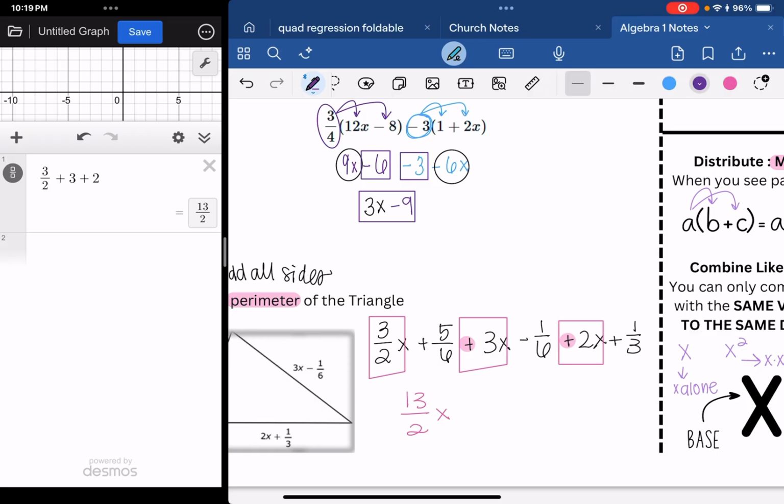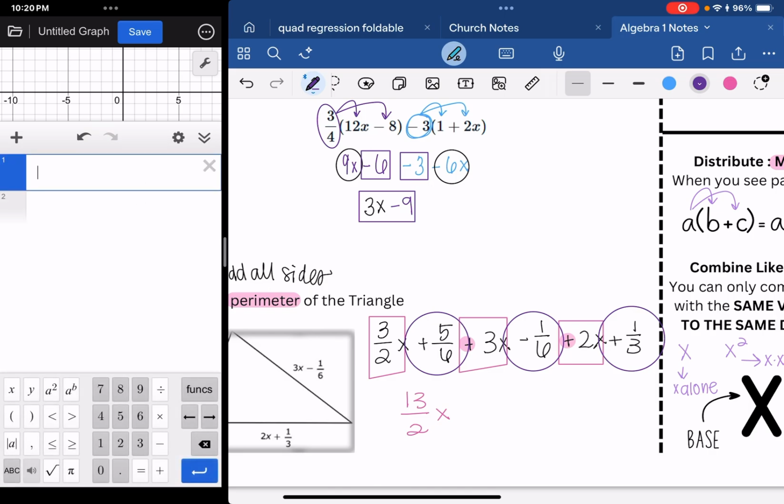Okay. All right. Now I'm going to add the constants. Okay, that's 3 fractions. That doesn't sound fun to me. So I'm just going to go in Desmos, and 5 divided by 6, go off to the right, plus a negative 1 divided by 6, go off to the right, plus a 1 divided by 3. And you get 1. So it's just plus 1. And that is your answer, guys.